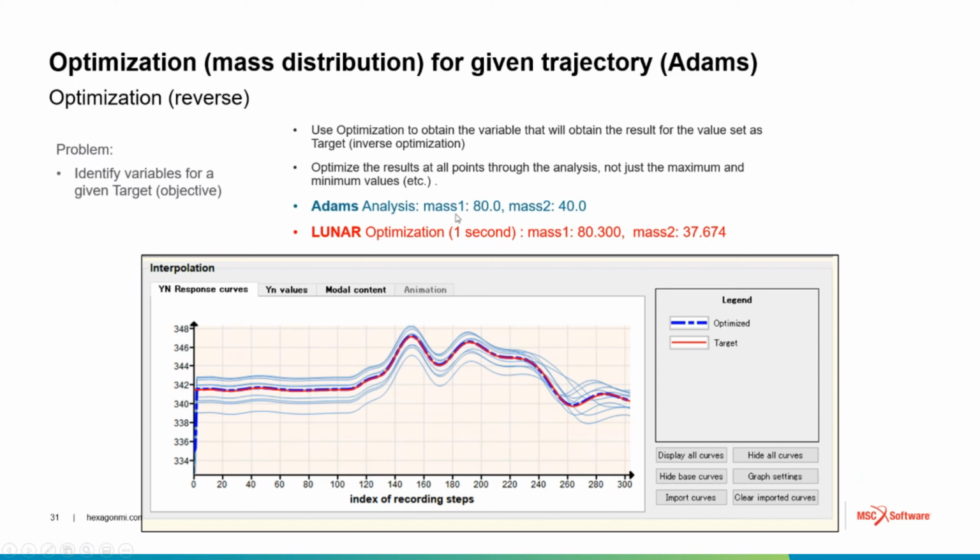And for the Adams cases, we can see here the mass 1 is 80. Prediction of Lunar is 80.3. Mass 2 is 40 and prediction of Lunar is 37.6.